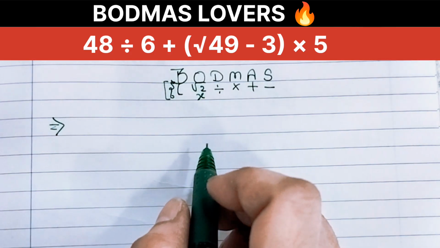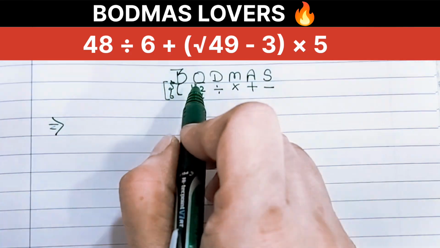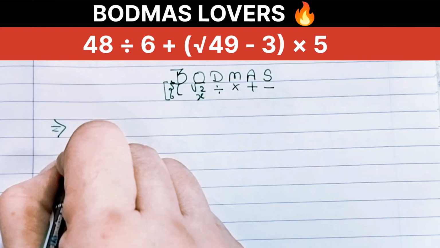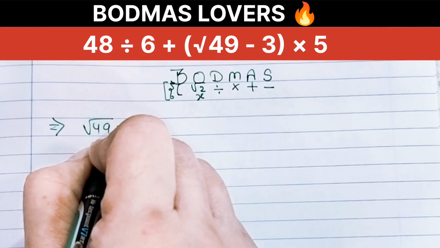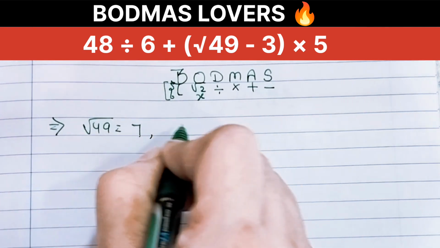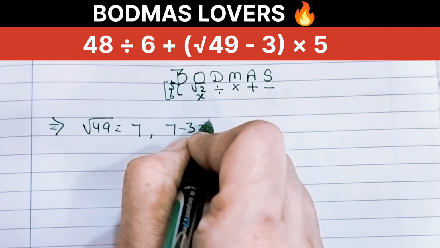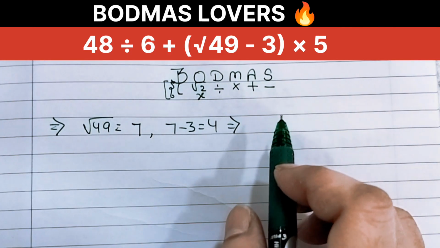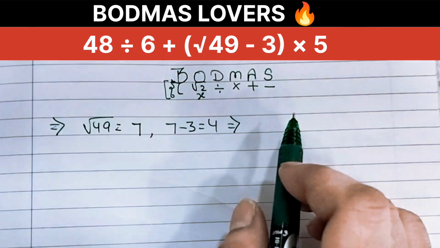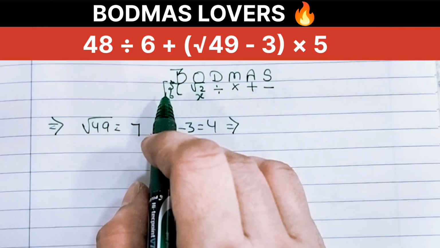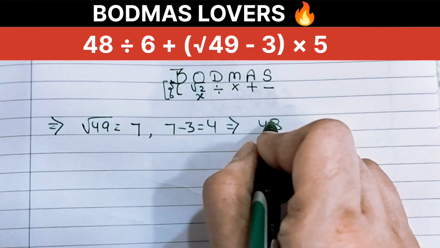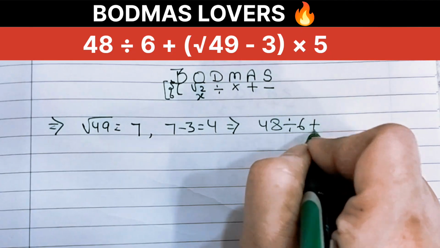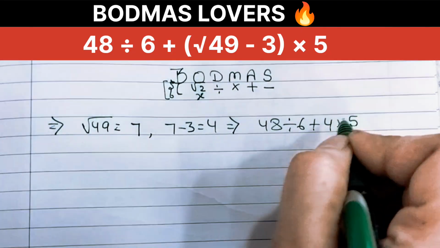First step, we solve the brackets B and root O. So now simplify inside the brackets, which is root 49 equals 7, and 7 minus 3 will get 4. According to this step, BODMAS says brackets have the highest priority. Inside the bracket, the square root comes before subtraction, and now the current expression becomes 48 divided by 6 plus 4 and then multiplied by 5.